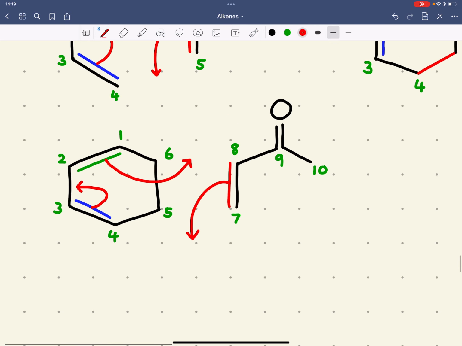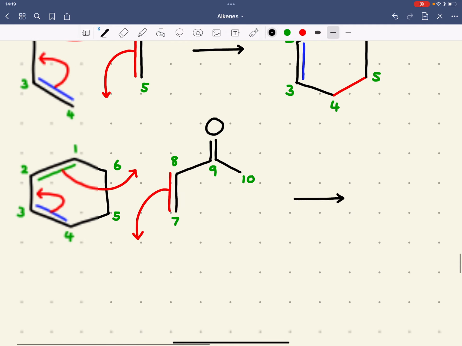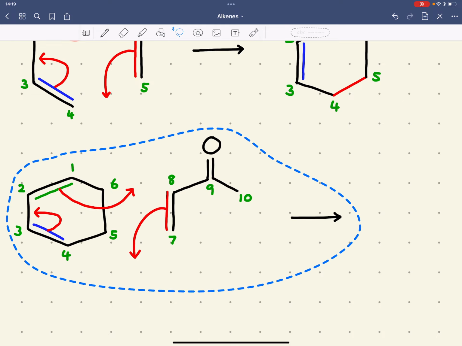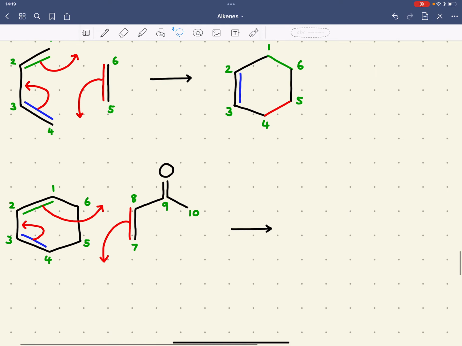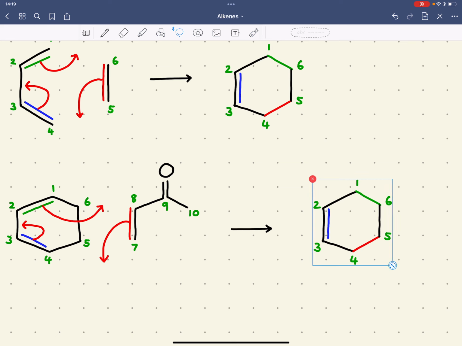So what's my product going to look like this time? Well, remember, it's going to have a cyclohexene ring in it. I'm just going to move this down a little bit. So it's basically going to have this structure. So I'm going to copy this and put that down. But I will need to change the numbers a little bit, I think.